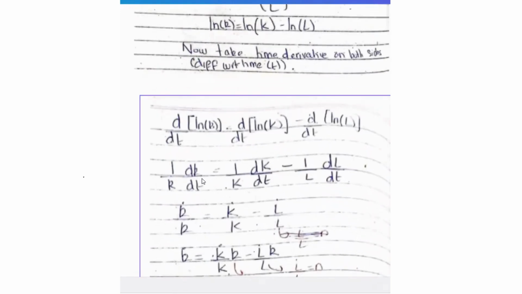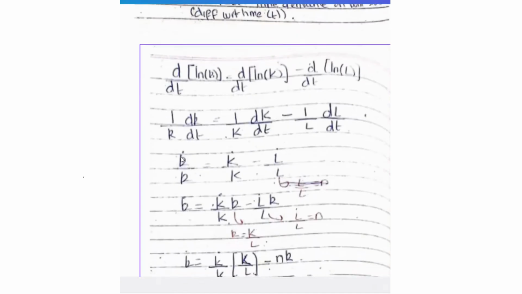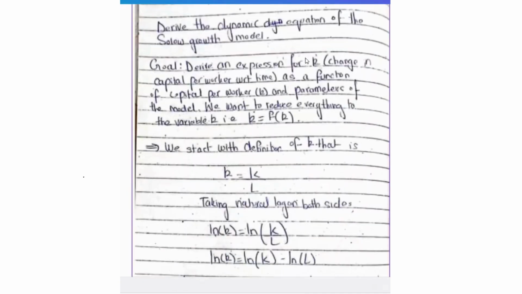We use dot notation to denote the derivative of a variable with respect to time. So dk by dt is just k dot, because that's just notation, how we've defined it, that the dot over a variable denotes its derivative with respect to time. So this dK by dt can be written as capital K dot, and dL by dt can be written as L dot. Now from here, we make k dot the subject by multiplying both sides with small k, because the goal is to derive an expression for k dot.